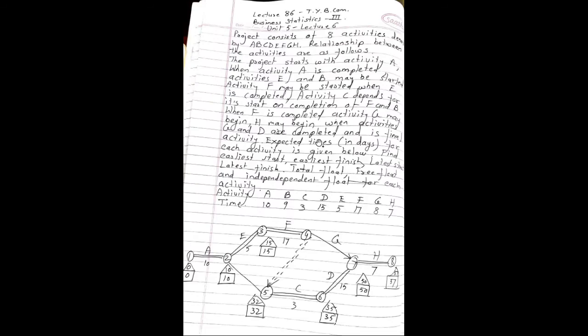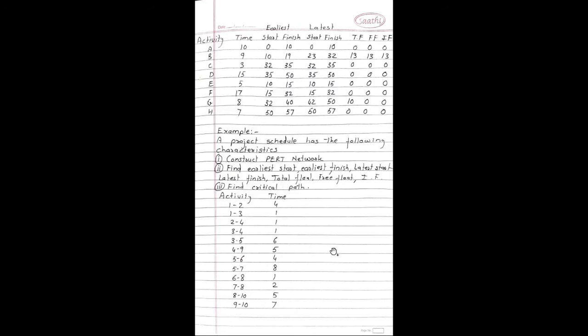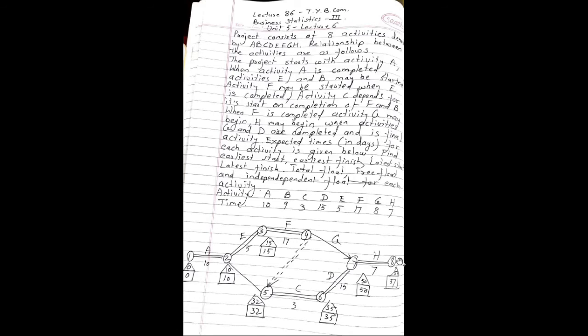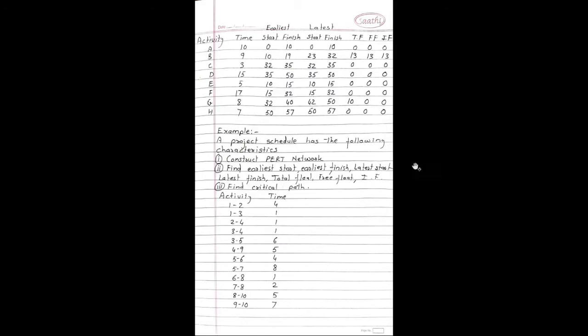For activity G, we will calculate. This is activity G. Here 32, 32 is there. And duration for activity G is 8 days. So 50 minus 32 becomes 18. 18 minus 8 becomes 10. So here actually 10 should be there. Free float for activity G, 10 should be there. And for activity H, this is activity H. 57 minus 50 becomes 7. 7 minus 7 becomes 0. So free float for activity H is 0.